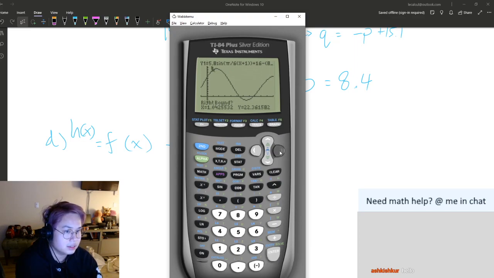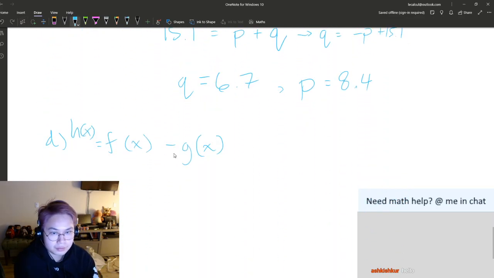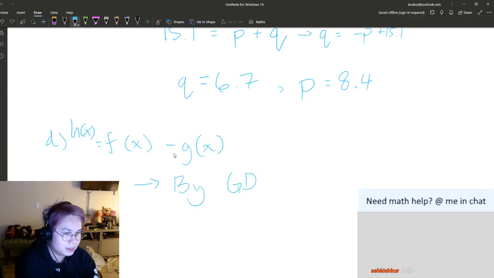And then select, go to the right. We select. Select a guess. So our maximum, which is where our greatest difference is, is at the x value 1.64. So by your graphing display calculator, that x value is at 1.64.